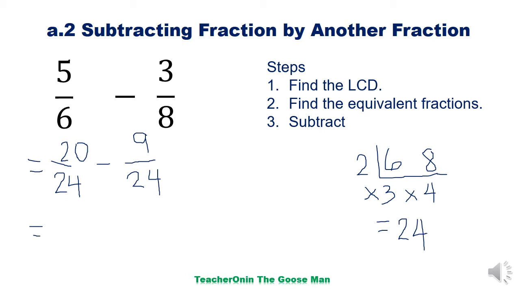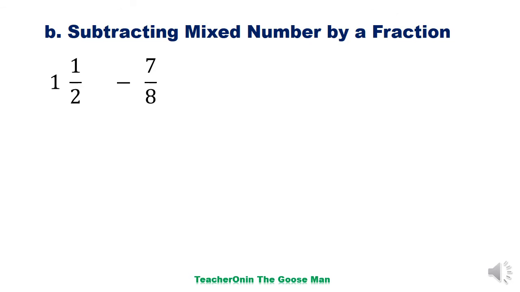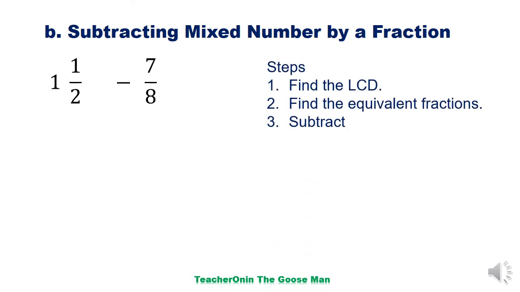So, since we have now similar fractions, we will simply subtract the numerators 20 and 9. So, it will result to 11 over 24. 1/2 minus 7/8. So, we will get first the least common denominator of 2 and 8. So, 2 and 8. So, we list down here 2 and 8. So, think of a number that can divide 2 and 8. So that is actually 2.